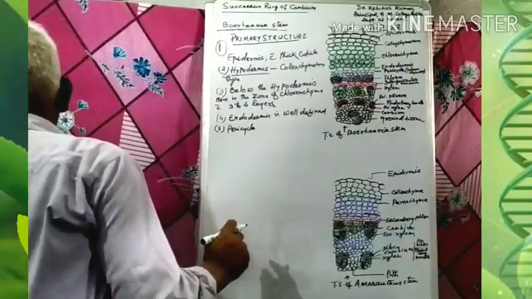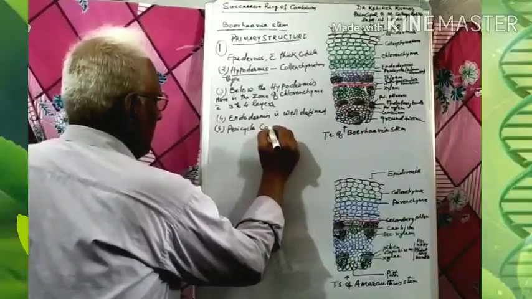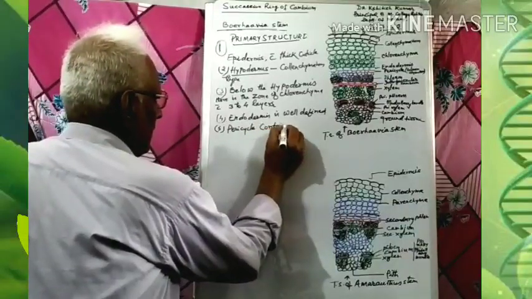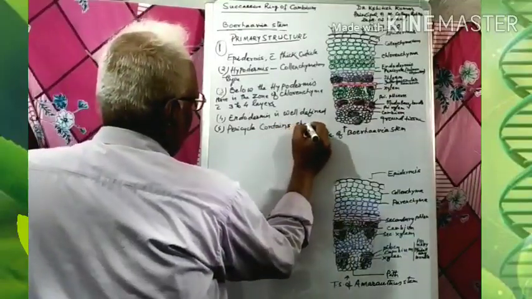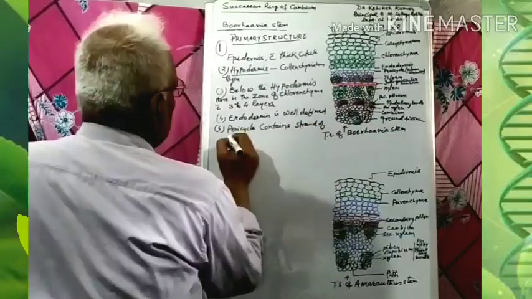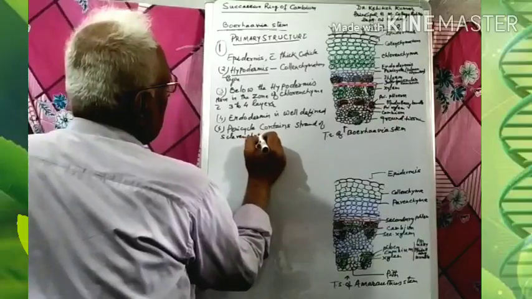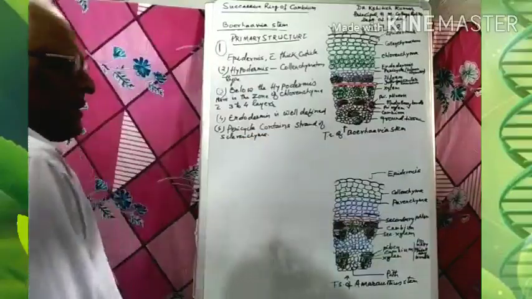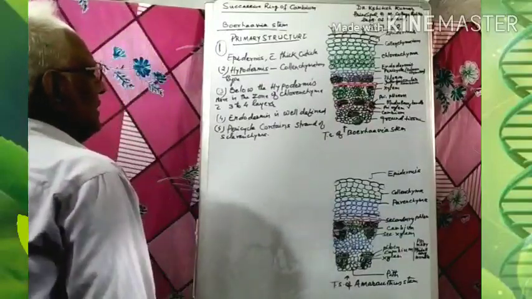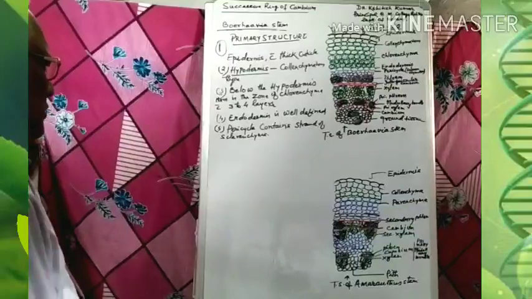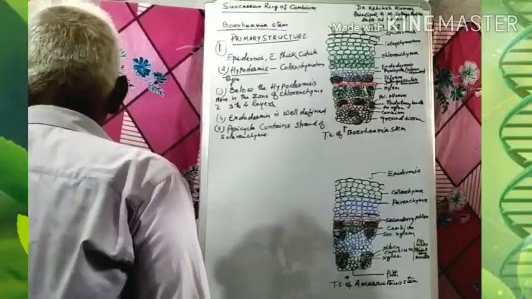The pericycle contains a strand of sclerenchyma. Generally, sclerenchymatous cells are hexagonal and contain thickening of lignin. So the pericycle contains the strand of sclerenchyma.